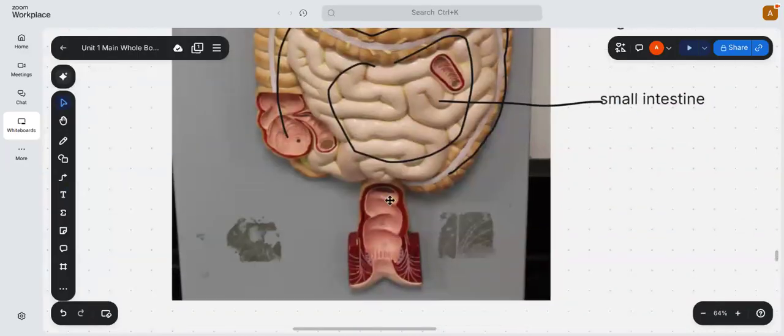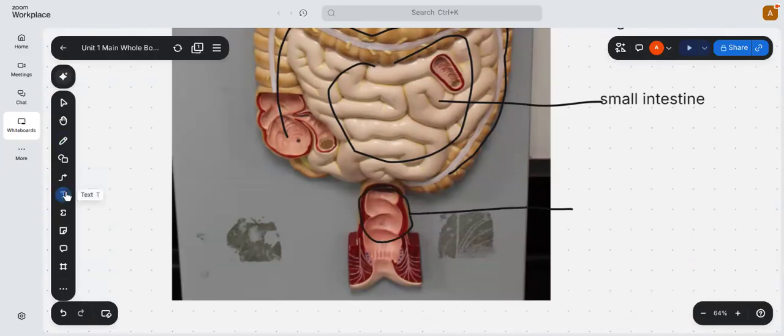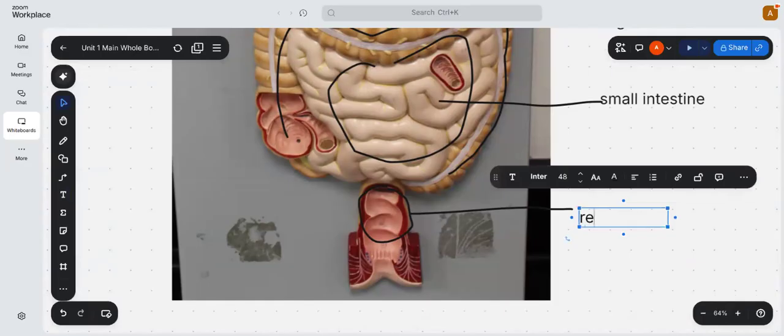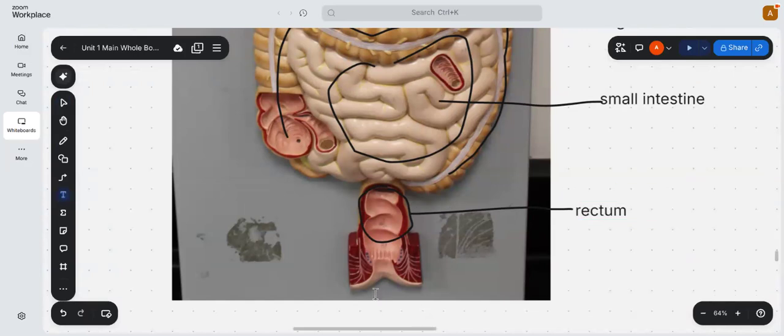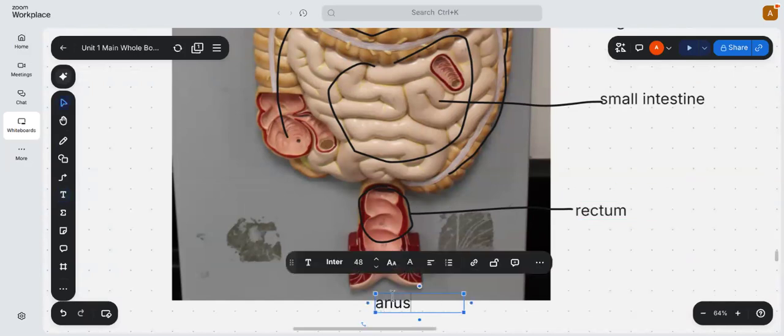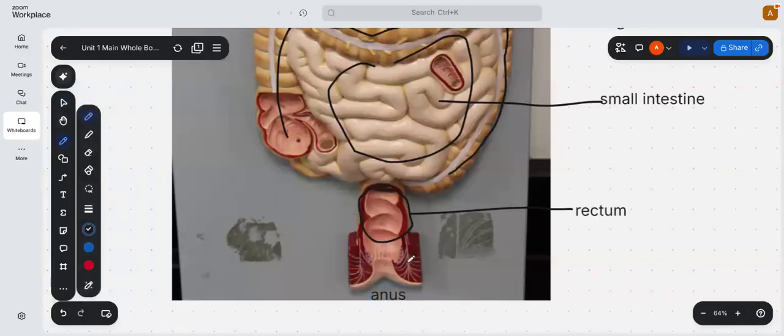Now you are going to go into your rectum over here, and this is basically where all of the waste is finally going to be able to be removed from your body. So rectum, which then leads into your anus, and this region over here is going to be your anus, and it is kind of just the opening over here.